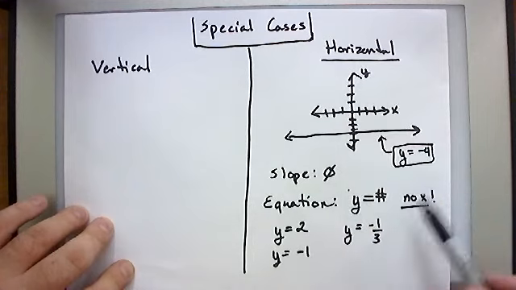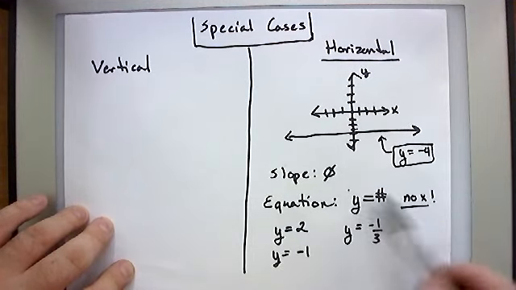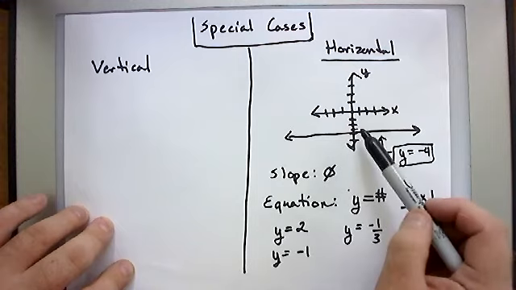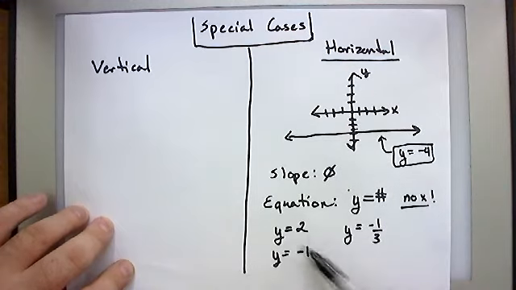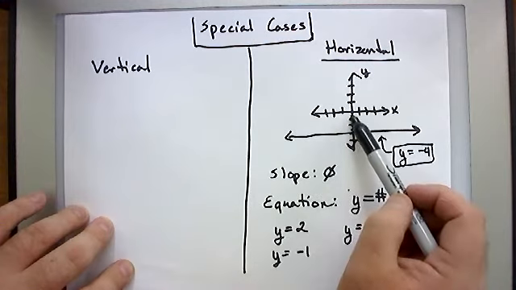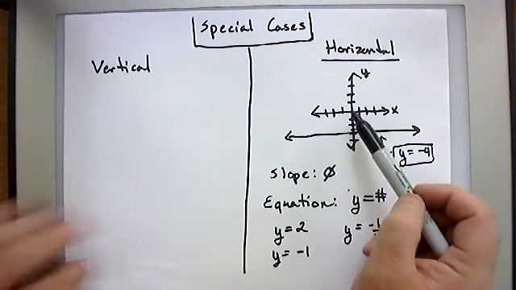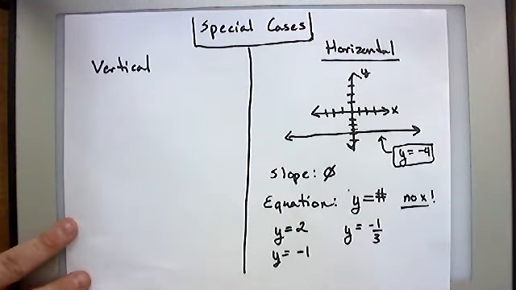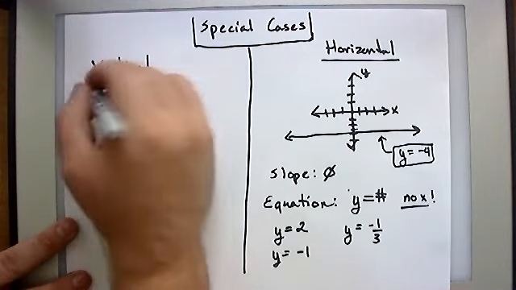Horizontal lines do not have x. So if you get a line that has no x in it at all, then you have a horizontal line. You just draw a horizontal line wherever this number is. This would be a horizontal line at 2. This would be a horizontal line at -1. And this would be a horizontal line at -1/3 here, somewhere between 0 and 1. We'll do a couple of these in a minute. I just want to get the general explanation out first.